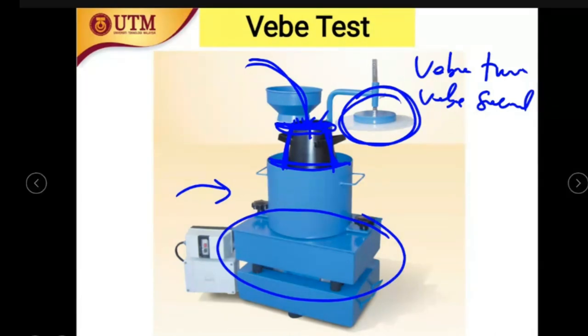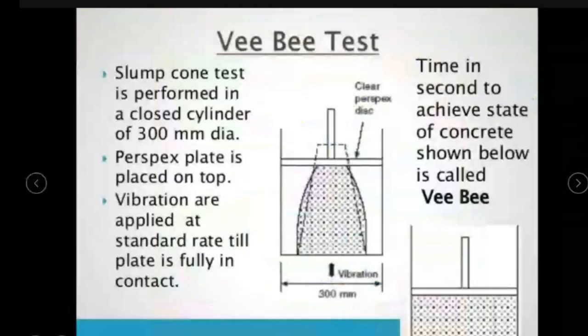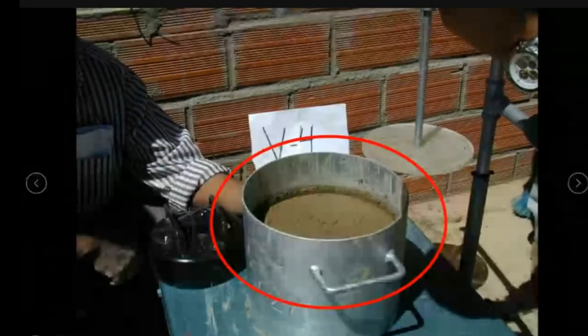So normally, for a normal concrete, it should range from 3 seconds to 5 seconds. If your concrete takes 10 seconds to go from cone shape to flat shape, that is an indication that the workability has some problems. Okay, right. So basically, those are the tests, from cone shape to a flat shape like this, like what you can see on the screen. All right.